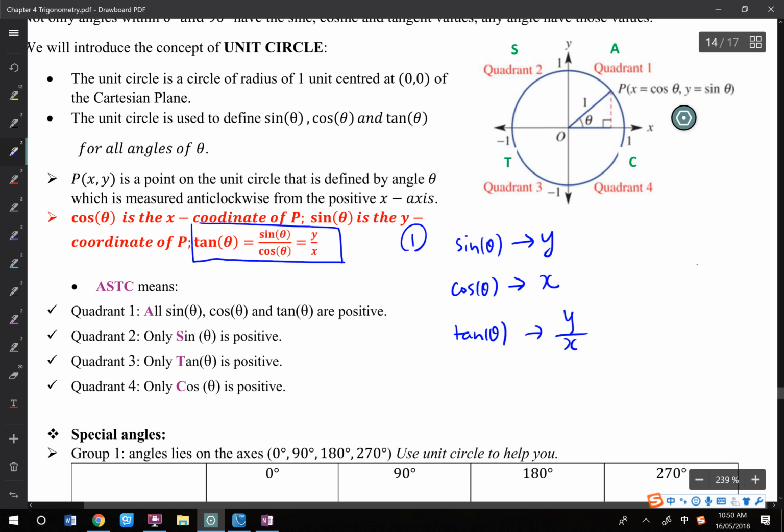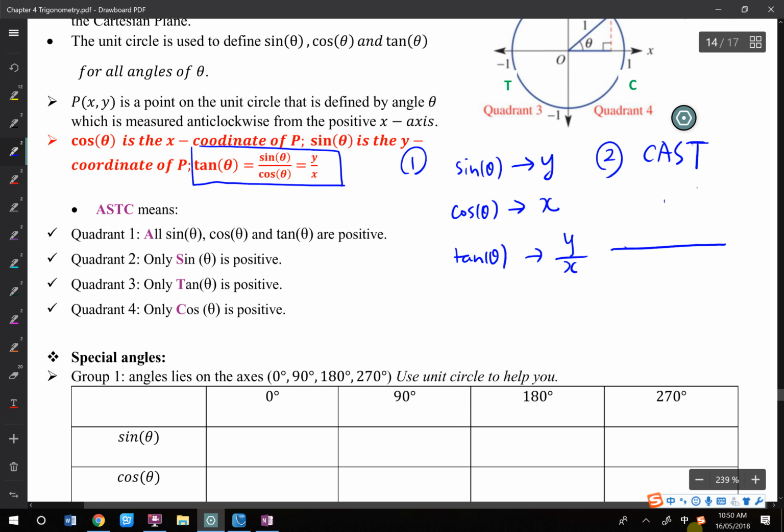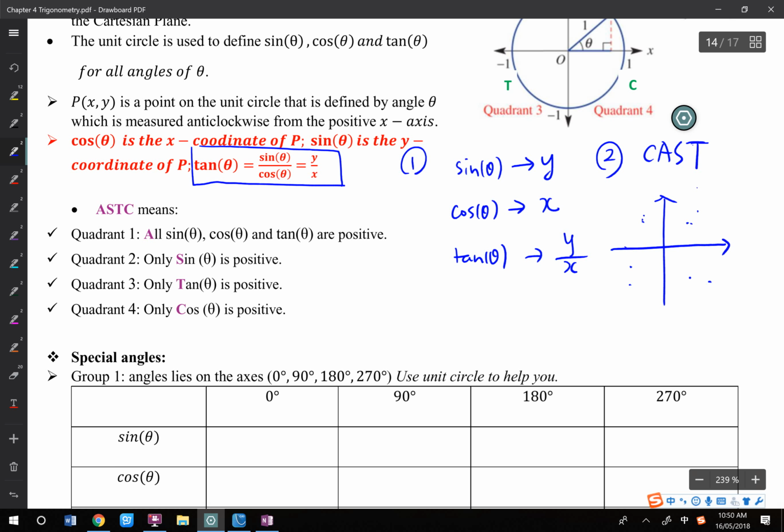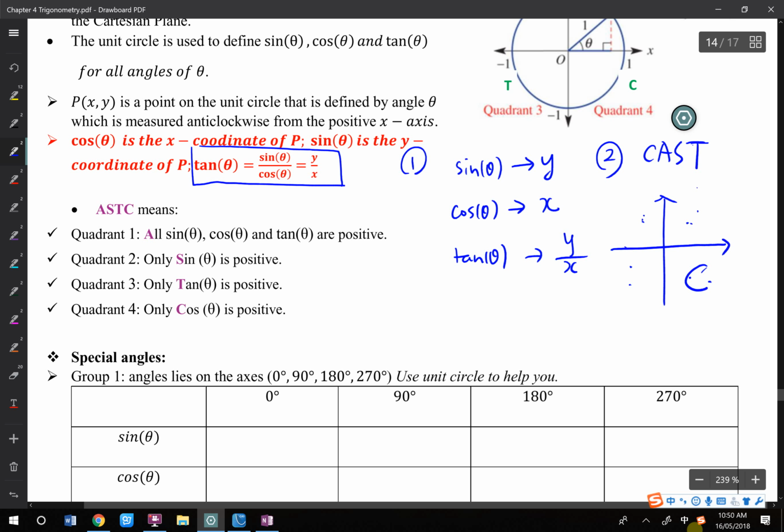The second thing we talk about is the ASTC. Instead of saying ASTC, I like to say CAST. They are the same thing, just in different quadrants. There are 4 quadrants. ASTC is in first, second, third, and fourth quadrant order, but it's hard to remember, so I just say CAST. It starts from this quadrant, so it's C here, A here, S here, and T here.